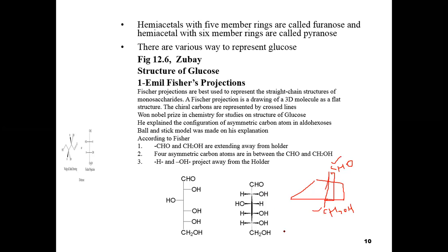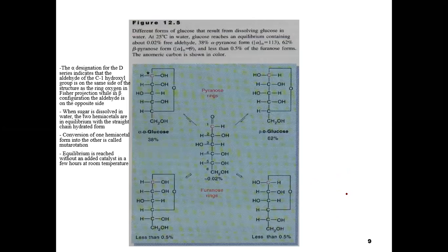Remaining are the bulky groups, which are the H and the hydroxyl group. Both of these groups are protruding away from the carbon. They are present either on this side or on this side of the molecule. Okay, this is the structure of the molecule. Yeah, I will explain later.